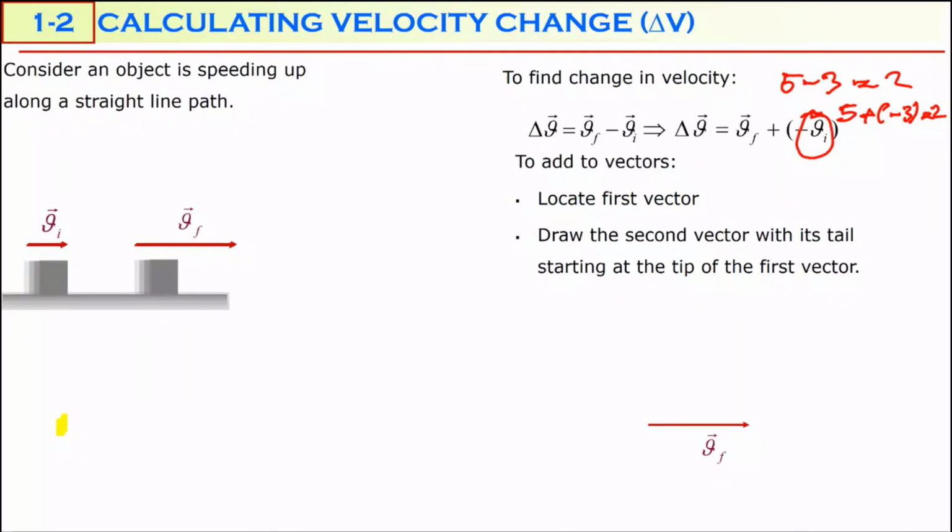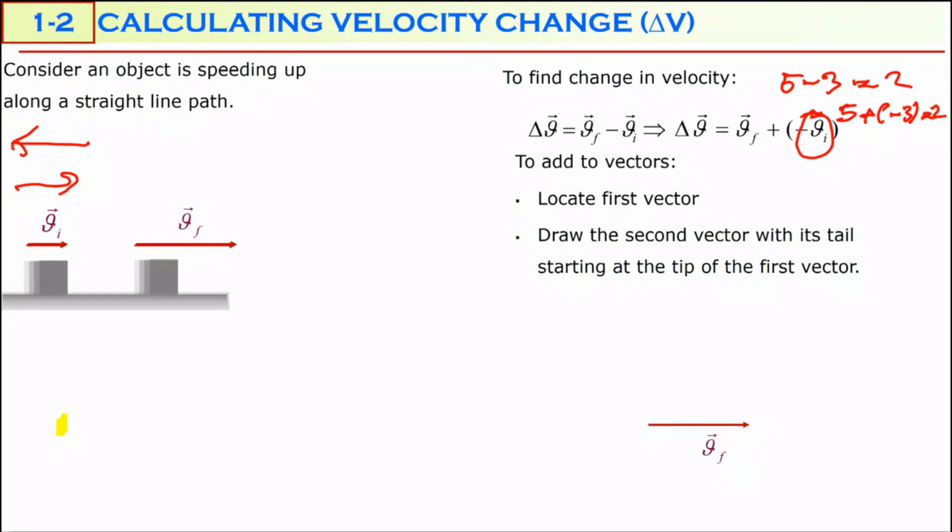If you multiply a vector with a negative, you are changing its direction. Yani, V initial is in here, it is to the right, but you are going to make it to the left. It is in here to the right. So when you multiply it with a negative, you are going to make it to the left. Multiplying a vector with a negative number means this.